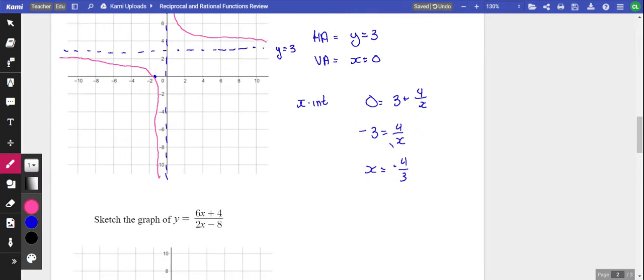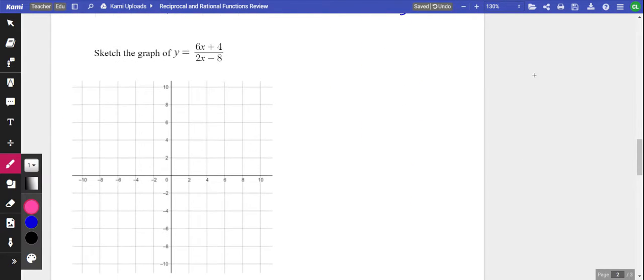When they can't be simplified like this, that's when we need to do all of our work. So last example here. So start with our steps.